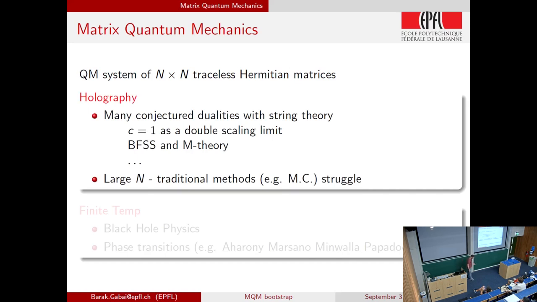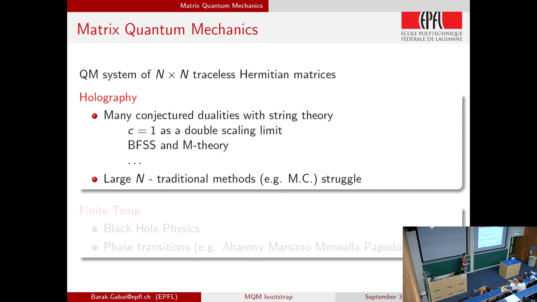The reason we care about these theories is because they make a lot of appearances in holography. Well, this is one reason we care about these theories. For example, two very famous examples are that the c=1 string theory is dual to a double scaling limit of matrix quantum mechanics, and the other famous example is M theory or type IIA in BFSS.